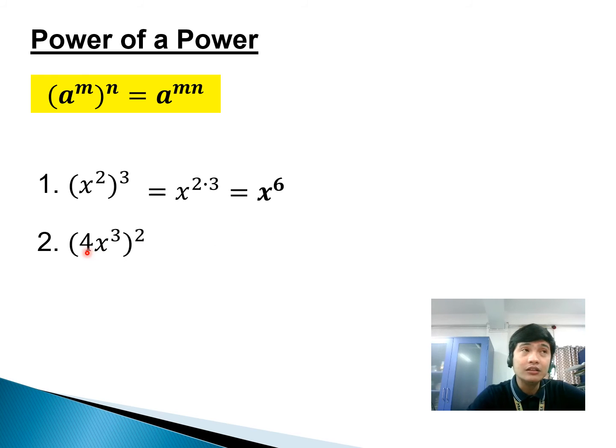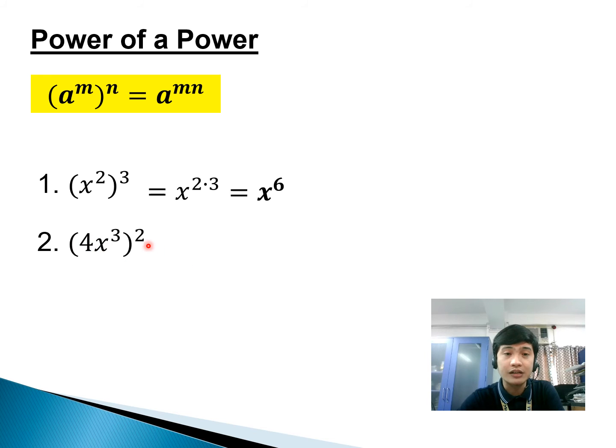We have 4x raised to the third power, quantity raised to the second power. So, paano po ang gagawin natin dito? Ibig sabihin niyan, ang isa pang interpretation ng power of a power, lahat ng expression na nasa loob ng grouping symbol ay under nung exponent. Ibig sabihin, maaapektuhan sila ng exponent na nasa labas. Yun po ibig sabihin ng power of a power. Let's try to illustrate. Paano pagka ganito ang senaryo?